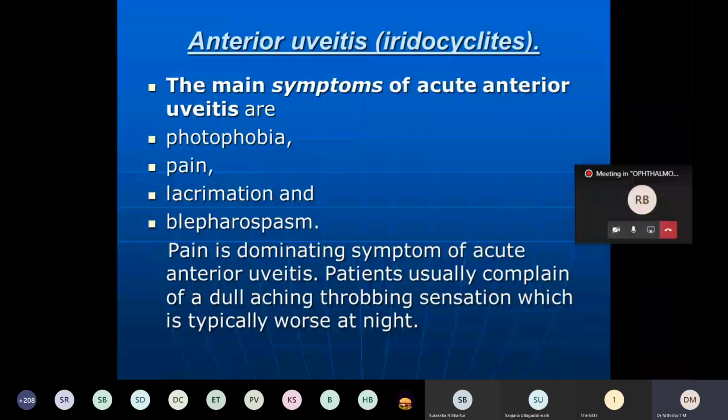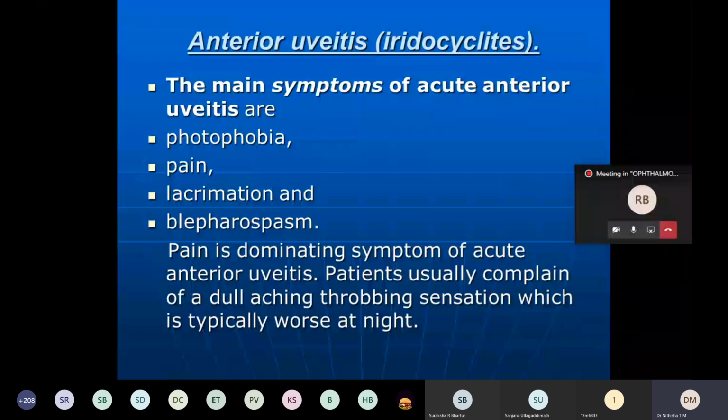Now, what are the differential diagnoses for a red eye? One is iridocyclitis. Second, it can be keratitis. Third, it can be acute congestive glaucoma. So always remember, for circumciliary congestion, there are three conditions: iridocyclitis, keratitis, and acute congestive glaucoma.